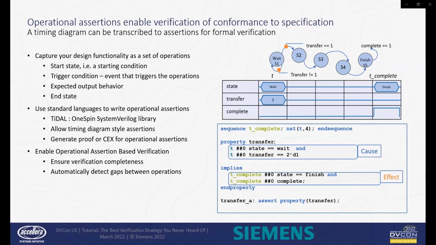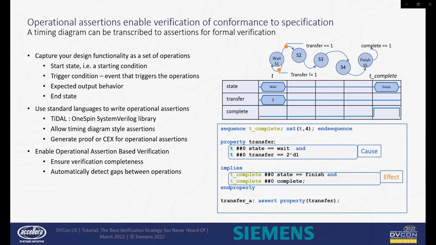An operation is described by the following aspects: start state, a condition describing when this operation can start; trigger condition, an event that actually triggers the operation; expected output behavior, the values that are expected to be seen on the output signals of the DUT; and end state, how the operation is reflected on the internal states of the DUT. Timing diagrams lend themselves well to operations and are often used to capture operational assertions. Operational assertions can be written in the OneSpin language called ITL or in the standard SystemVerilog language.